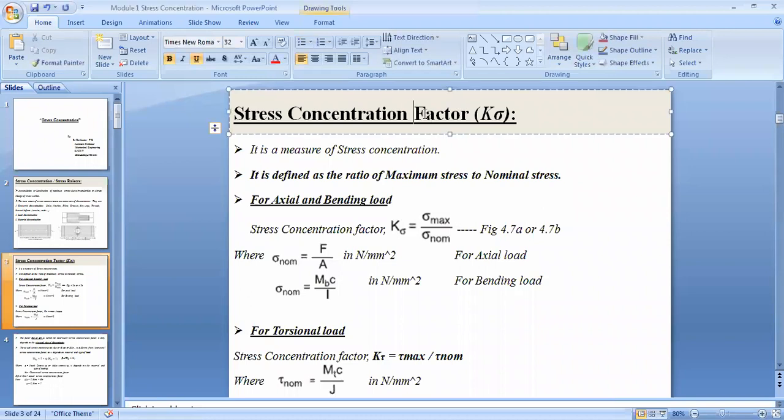Now the stress concentration factor. Factor is nothing but what? A ratio. How do you represent it here? K suffix sigma. So what is the stress concentration factor? It is defined as the ratio of the maximum stress to the nominal stress.